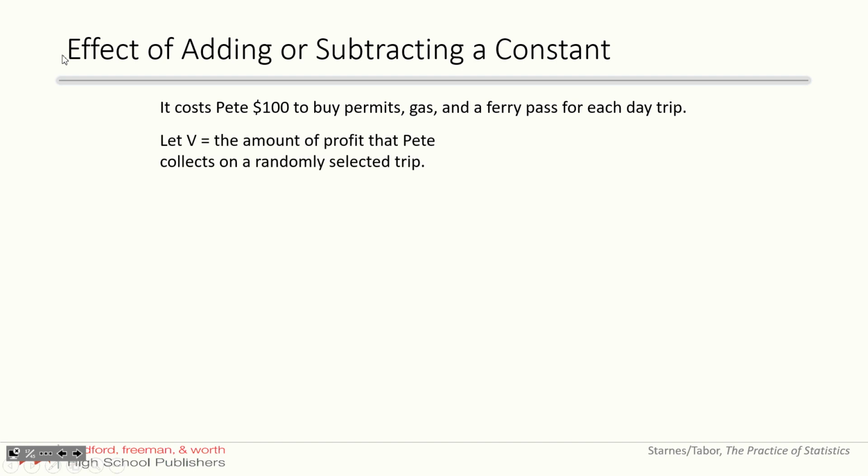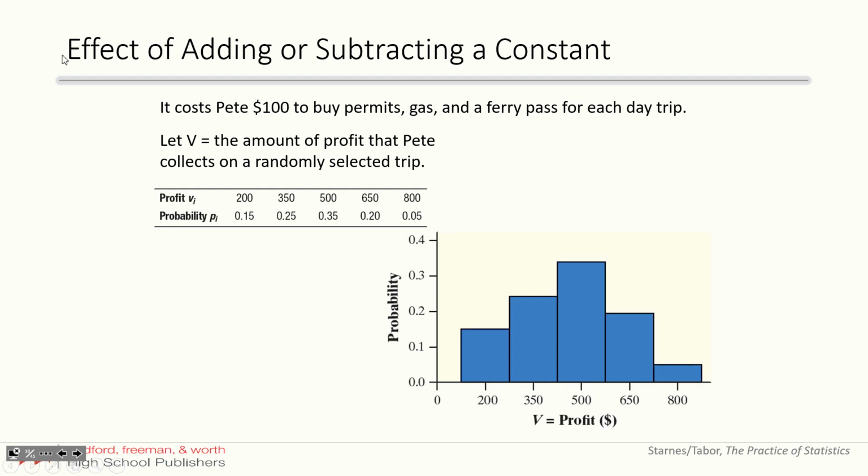So we'll call V the amount of profit that Pete collects on a randomly selected trip. If he charges $300 for the trip, but he has to pay $100 in supplies and whatever else, he's really making $200 per trip. So hopefully these profit values make sense. Each of these profits is now subtracted by 100 from how much money he collects, but each of these still has the same probability of occurring.